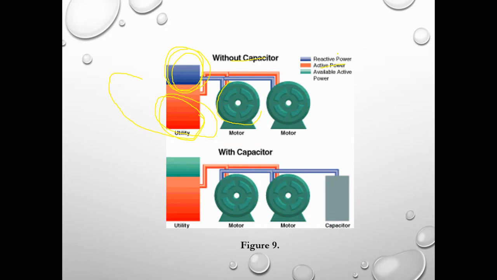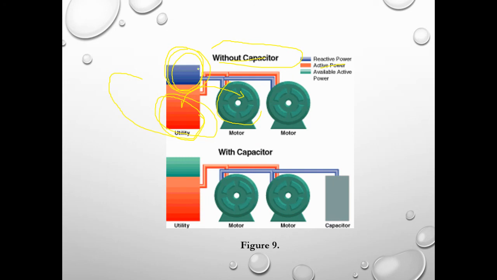This reactive power, if you want to understand how it works in the system, is something like a postman, for example, where a postman delivers mail from sender to receiver. It's the same thing here. A postman or a delivery rider, for example, brings the red one, which is the active power, from the utility to the motor. That is without a capacitor.